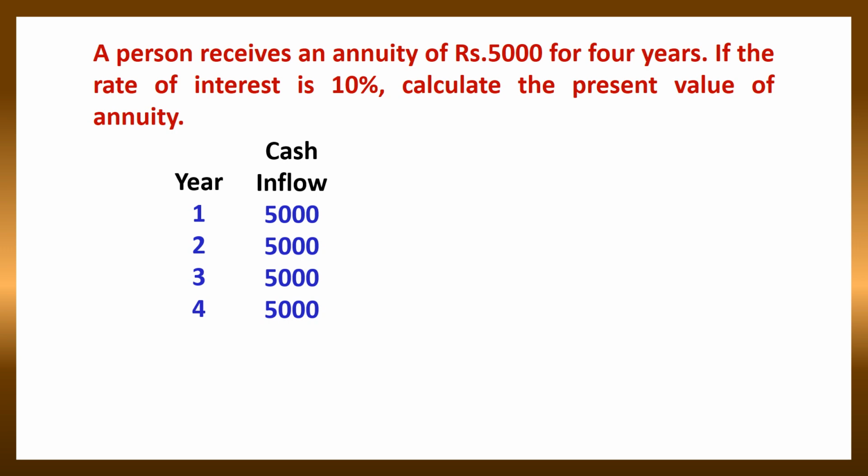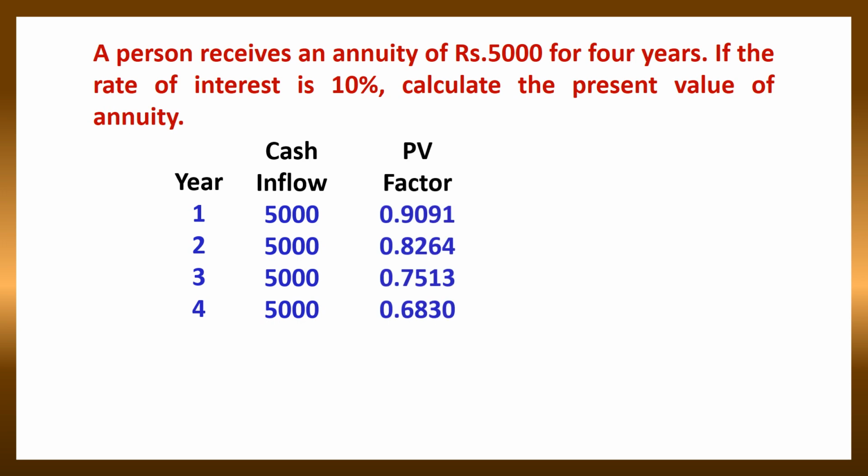So the present value factor at 10 percentage for each of these years is first year 0.9091, second year 0.8264, third year 0.7513, fourth year it is 0.6830. This factor is based on the value of 1 rupee after 1 year.